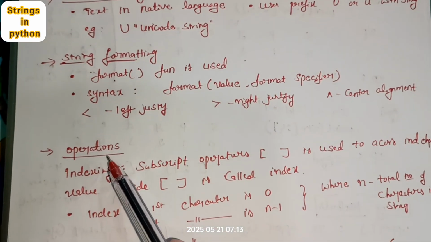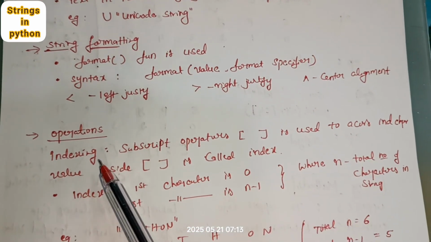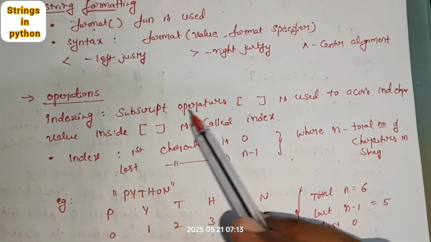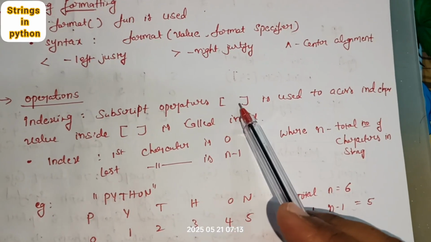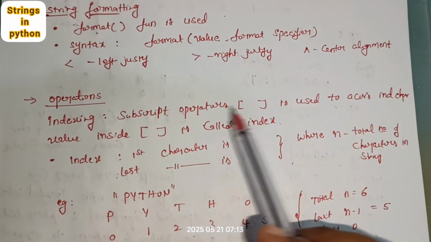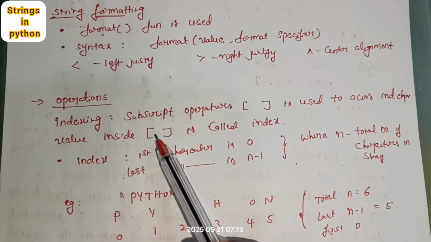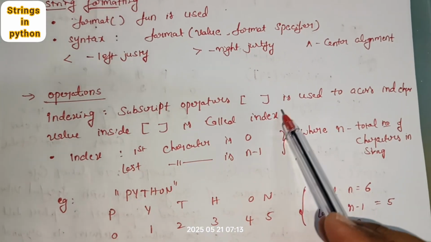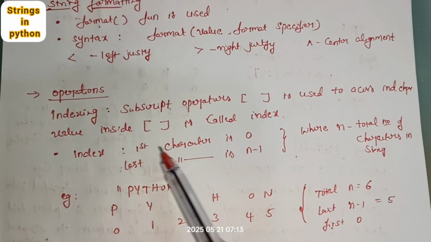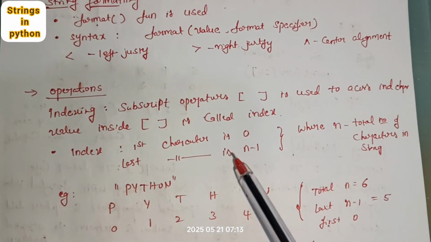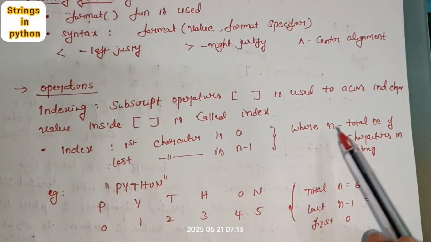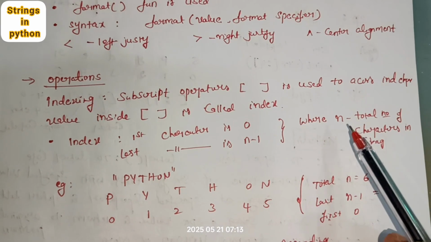Then operations, indexing. What is the meaning of indexing? Indexing means the subscript operator, that is inside the square brackets, it is used to access an individual character. The value inside is called the index of that particular character. The first character is always index 0 and the last character is n minus 1, if n is the number of characters present in that particular string.